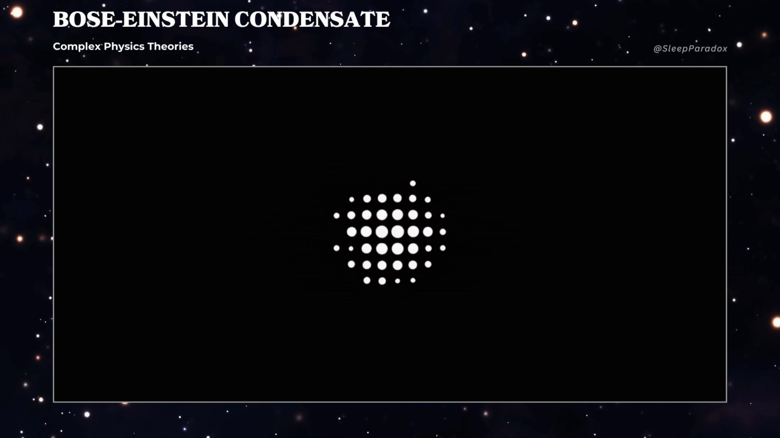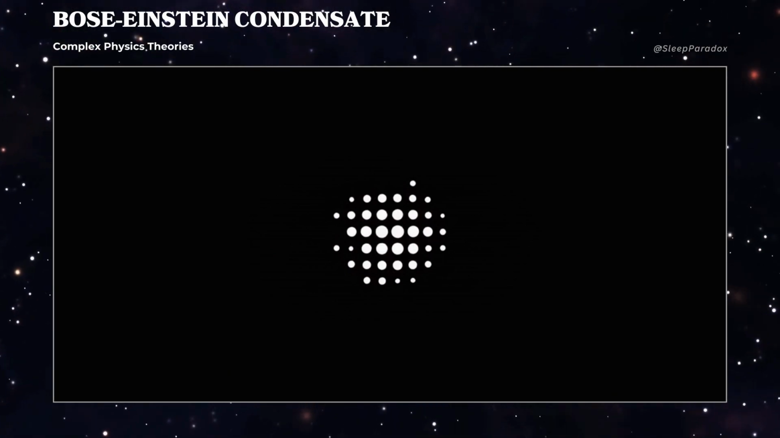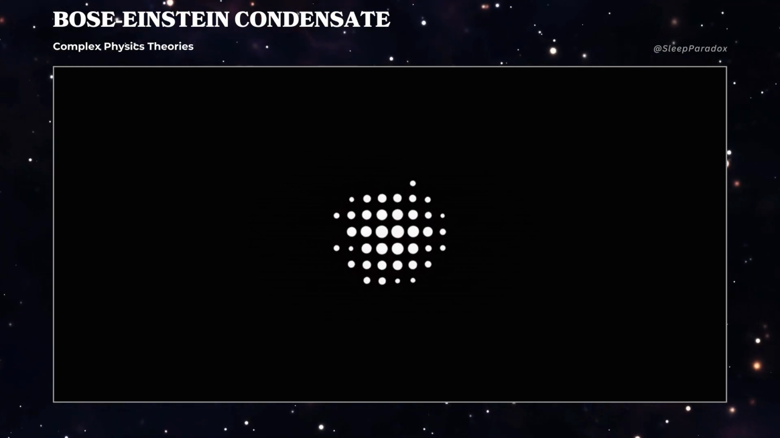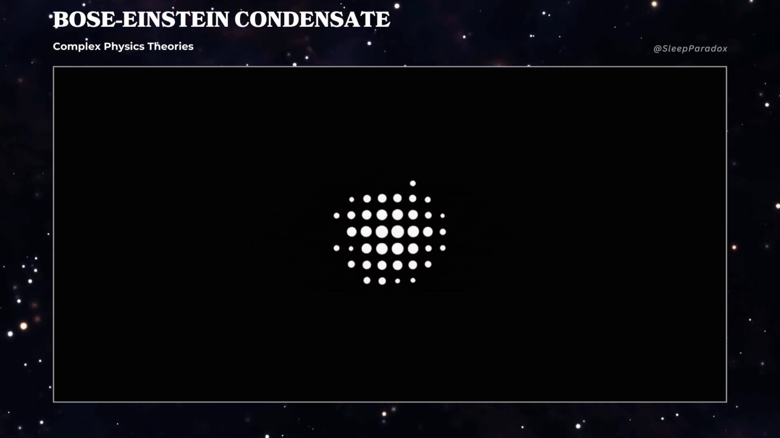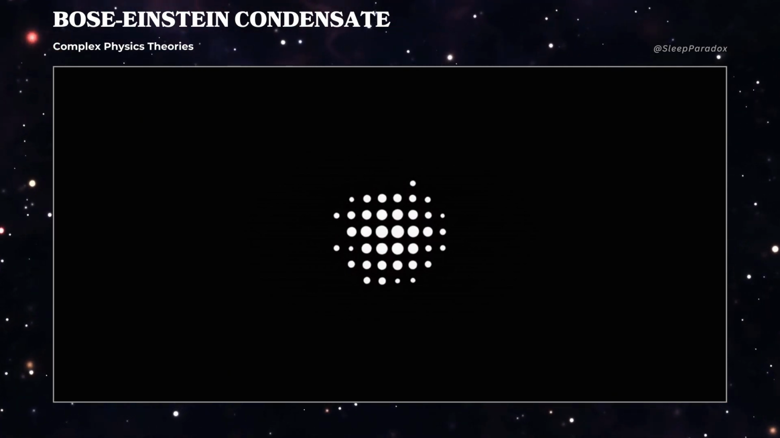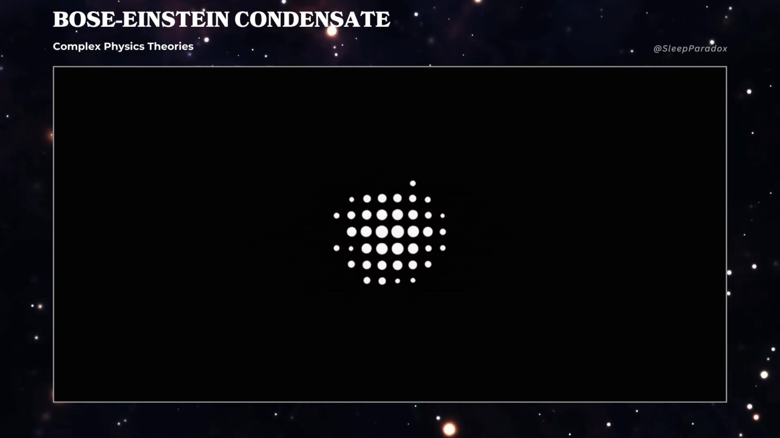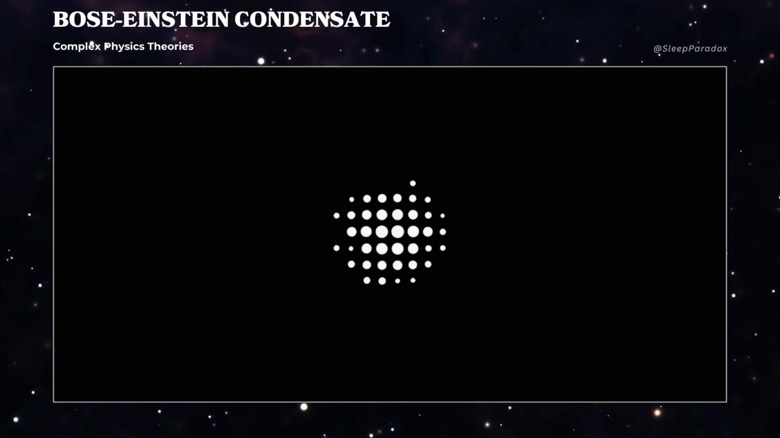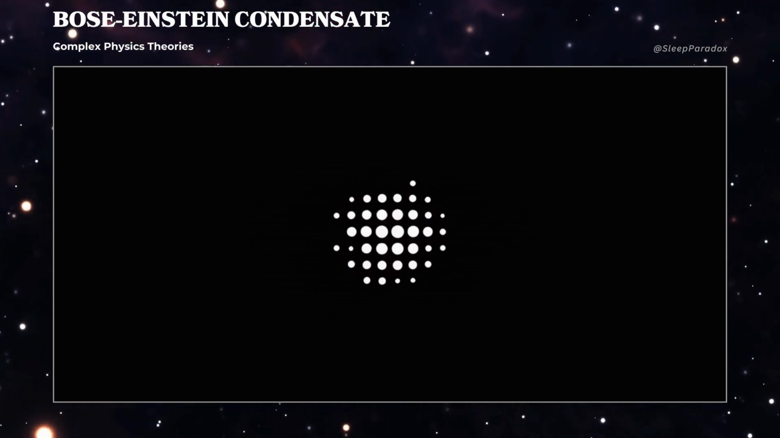This tendency to crowd into the same state is the basis for the Bose-Einstein condensate, first predicted in the 1920s by Satyendra Nath Bose and Albert Einstein. They theorized that if you take a gas of bosonic atoms and cool it down far enough, the atoms will begin to collapse into the same lowest energy state. Instead of acting like separate particles, they all begin to behave as one. It took over 70 years before this theory was confirmed in the lab.